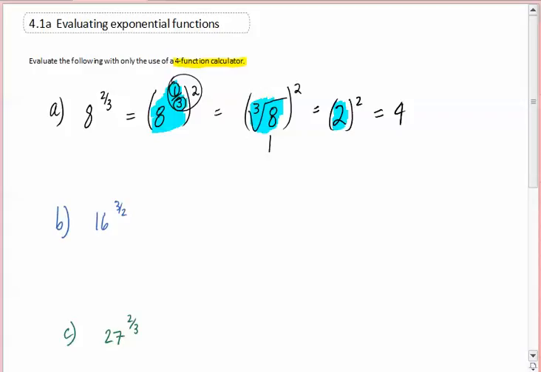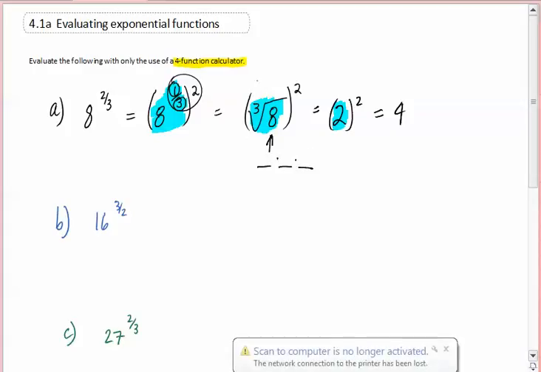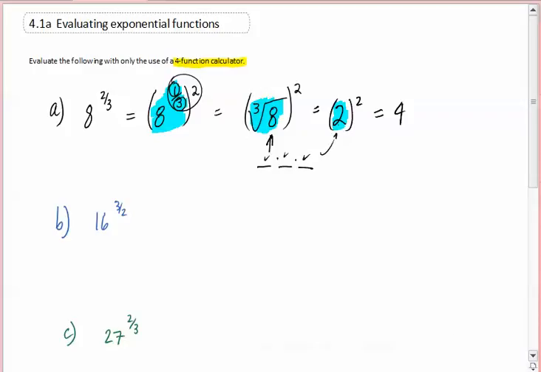At this point here, all I was doing was looking for what times what times what is going to give me 8, and they have to match, and that's obviously a 2.